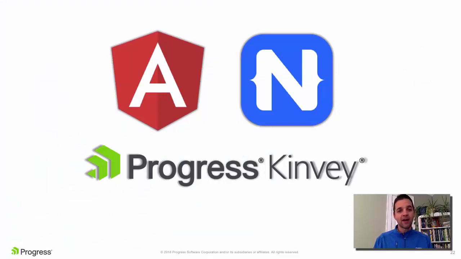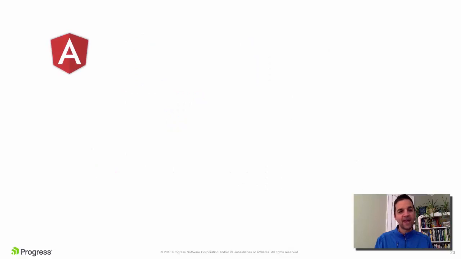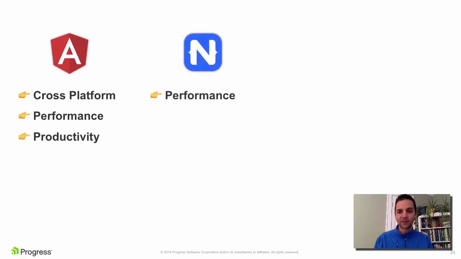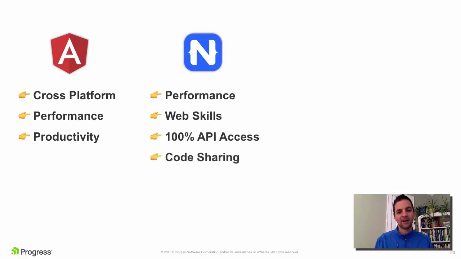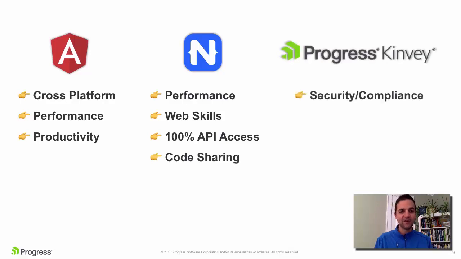As a brief recap here, I hope you've seen how powerful this Angular, NativeScript, Kinvey ecosystem can be for building experiences across web and mobile using those skills that your developers already have. Now remember, with Angular, you get the benefit of building cross-platform apps with the performance and productivity you need. With NativeScript, you're getting blazing fast performance out of your mobile apps, reusing code and reusing skills to create truly native apps on iOS and Android. And with Kinvey, you're getting a fully compliant and secure serverless cloud backend right out of the box.